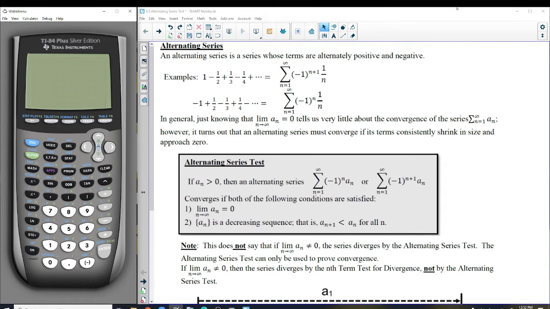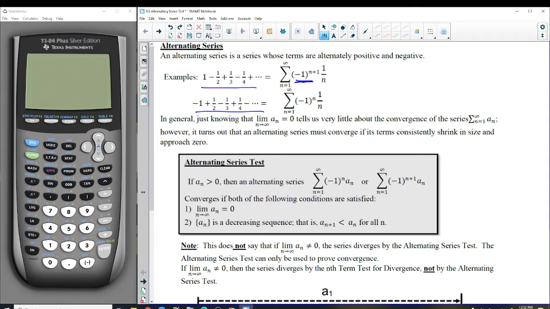Today we have alternating series. An alternating series is a series whose terms are alternating positive and negative. So for example, on this first one, it goes 1 minus 1/2 plus 1/3 minus 1/4. And this right here tells us that it's alternating. And it can also start with a negative.